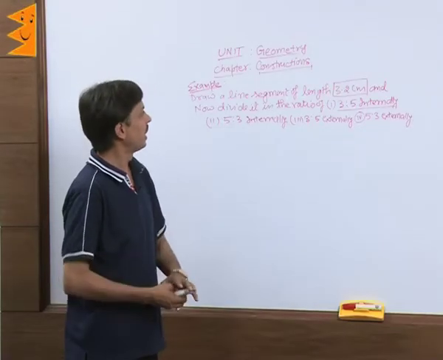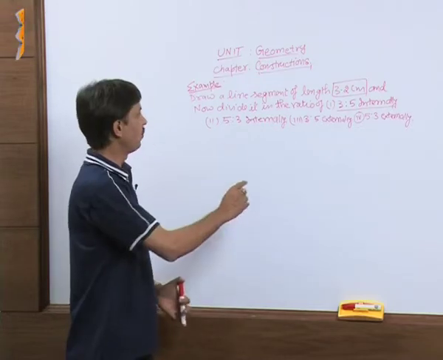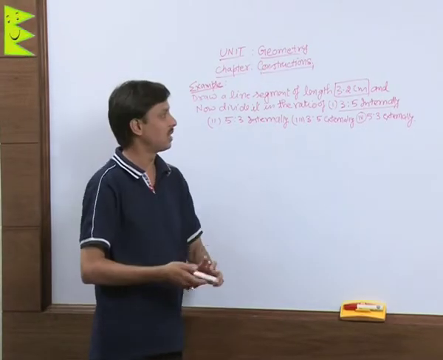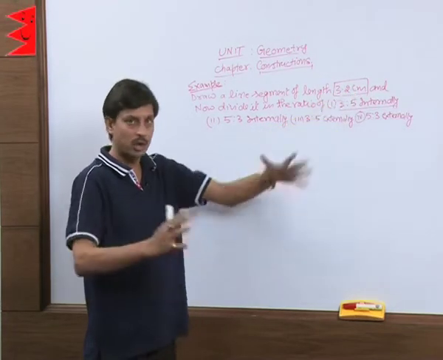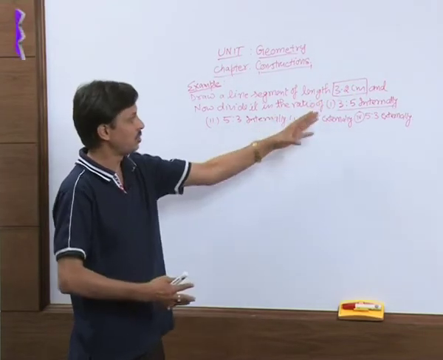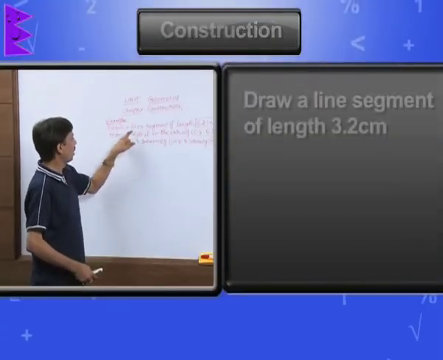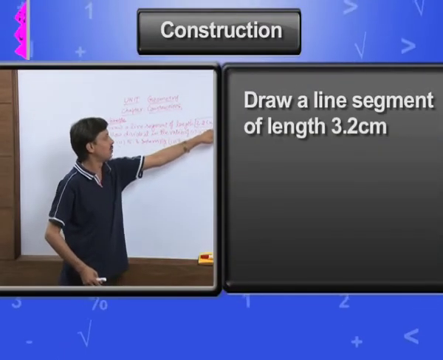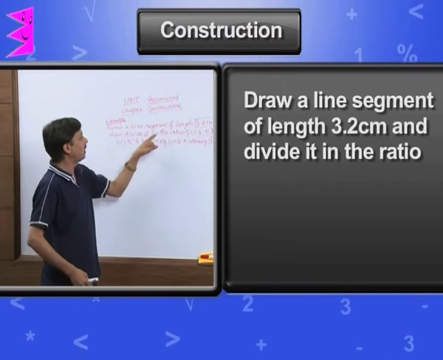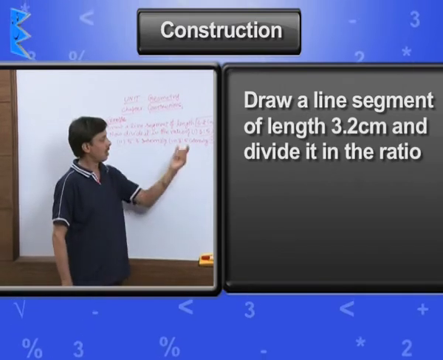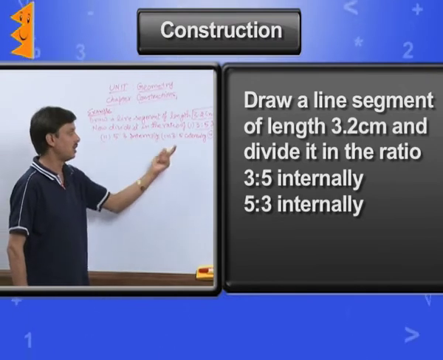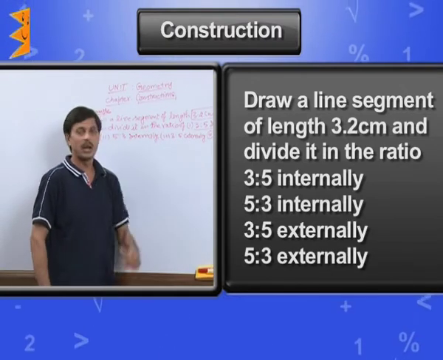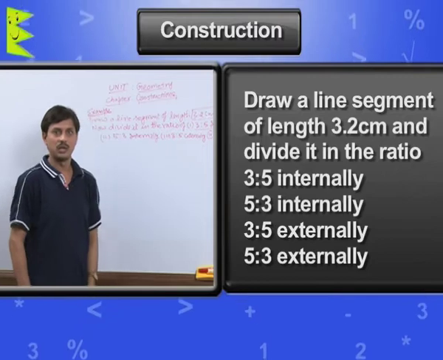Now I am taking an example where we will separate a line segment of given length, 3.2 centimeter. This length may be any, or you can change it. Draw a line segment of length 3.2 centimeter and now divide it in the ratio of 3:5 internally, 5:3 internally, 3:5 externally and 5:3 externally.